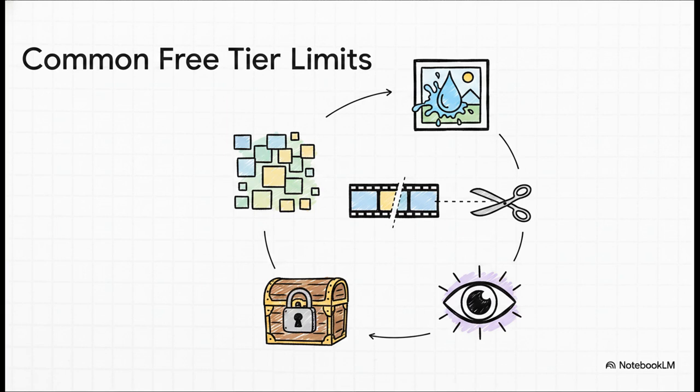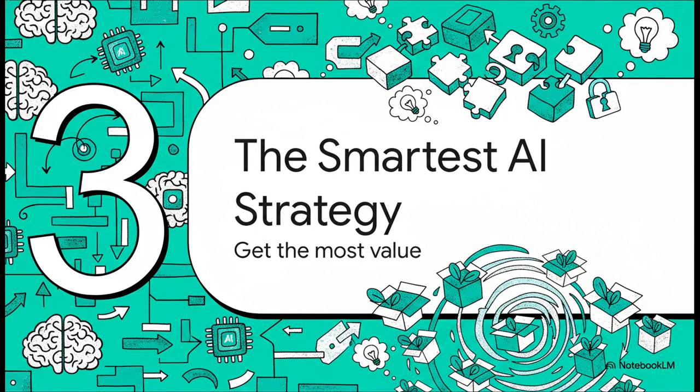So, just to sum it all up, this is what free usually means in practice. You're probably going to be dealing with watermarks, shorter video clips, lower resolution, locked features, and your work being public. It's a constant trade-off between cost and control. So, knowing all this, how do we actually make it work?